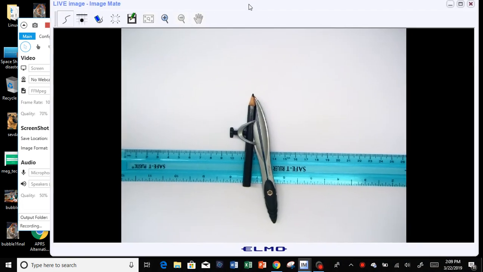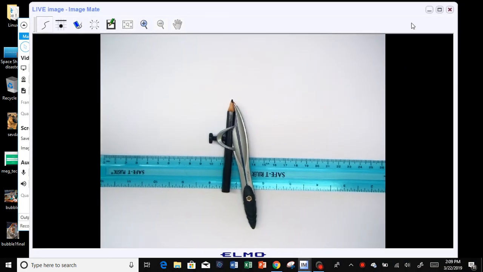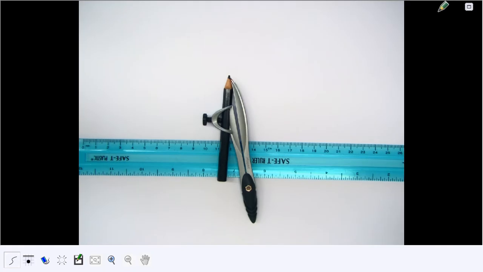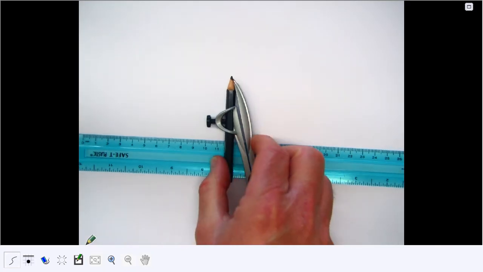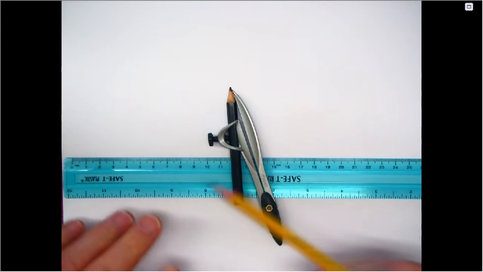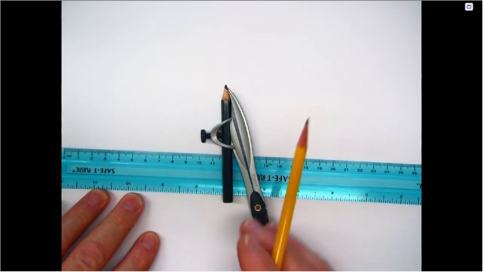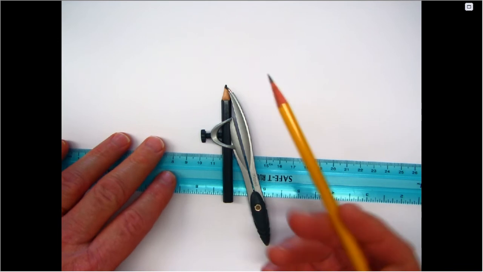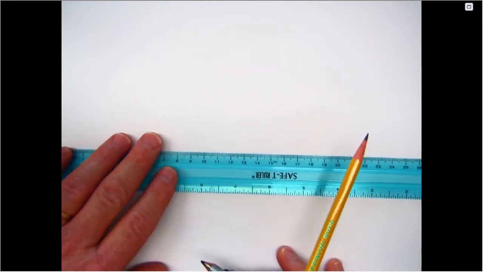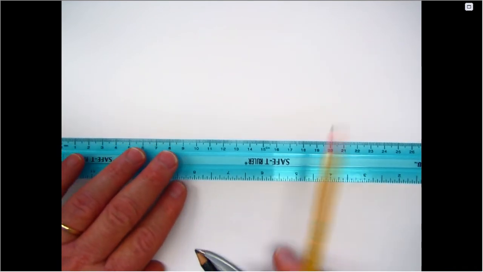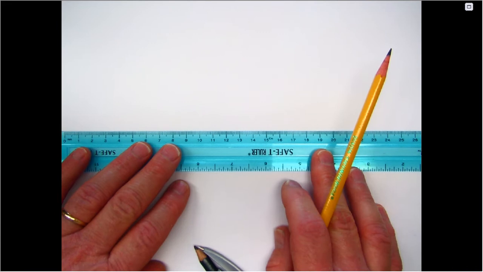Okay, this is a video about constructions with a compass and straight edge. So the only tools we use are a pencil, a straight edge. Here I'm using a ruler, but I'm not going to use it to measure, and a pencil. So the first construction I'm going to do is a perpendicular bisector.